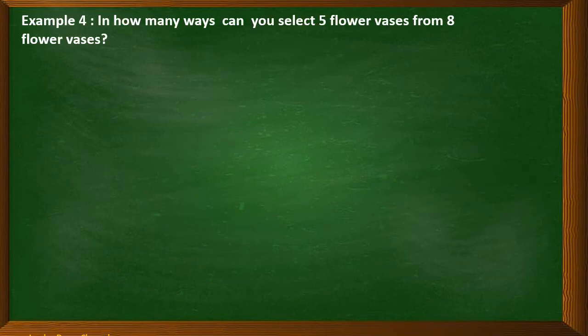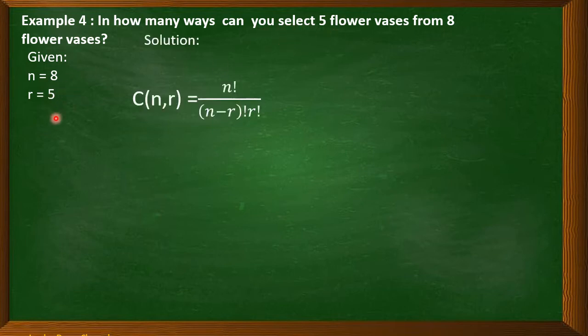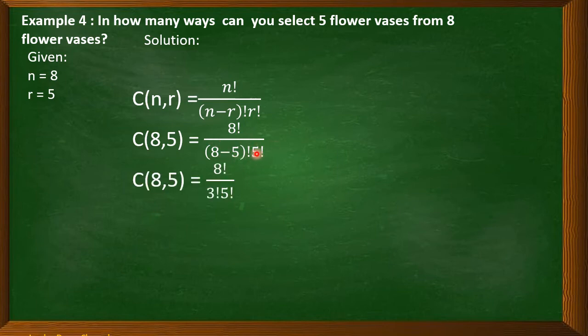Example number 4. In how many ways can you select 5 flower vases from 8 flower vases? Same, n is equal to 8, and our r here is 5. By the formula, next we substitute. So 8 factorial over the quantity of 8 minus 5 factorial times 5 factorial. So we have 8 factorial, then 8 minus 5 factorial is 3 factorial, times 5 factorial.